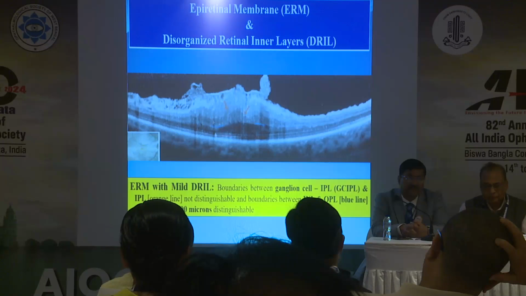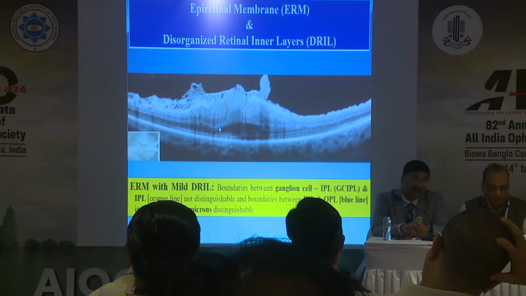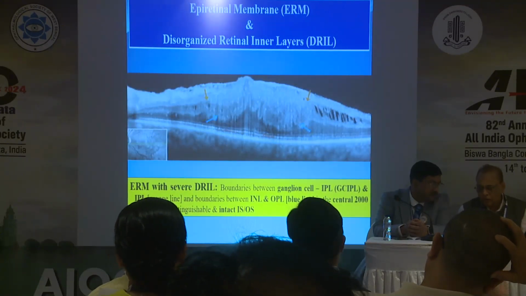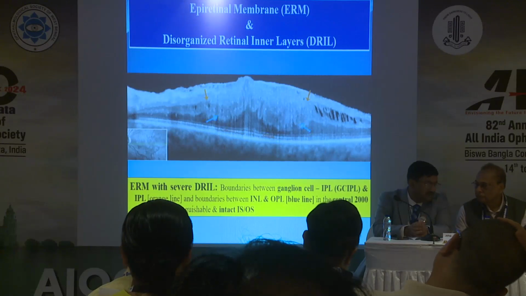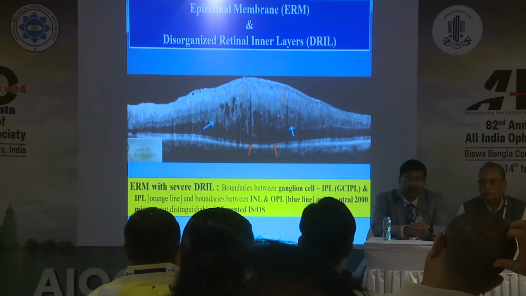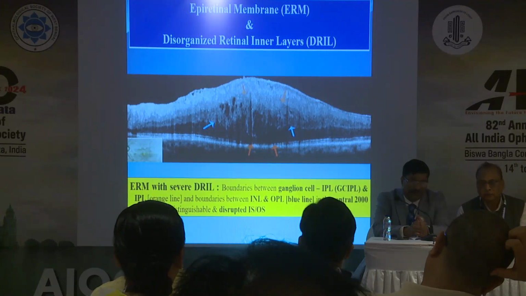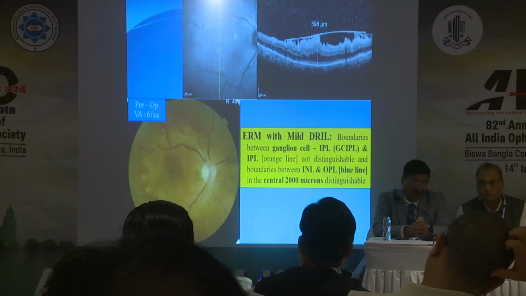In this case, you see that the inner boundary is not distinguishable, but the outer boundary is distinguishable. So it's a case of a mild form of DRIL. If both the boundaries are not distinguishable, then it becomes a severe form of DRIL, and it may or may not be associated with disorganized ISOS or ellipsoid zone. So it's a severe DRIL with a disorganized ISOS zone.